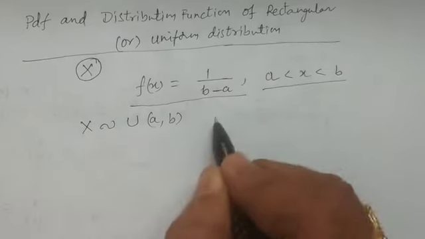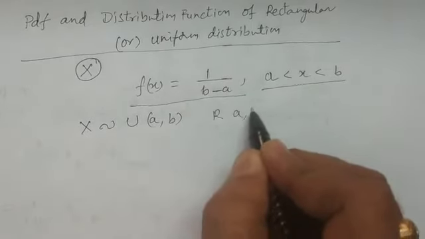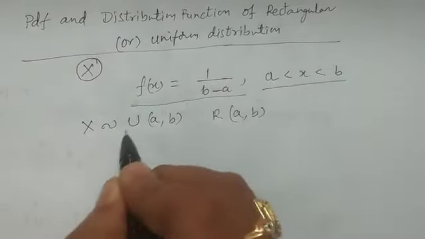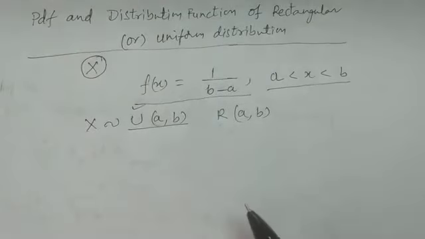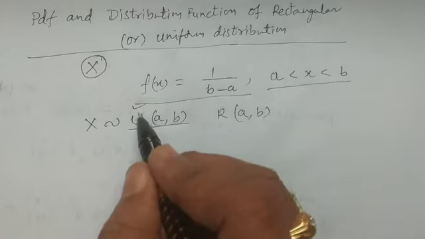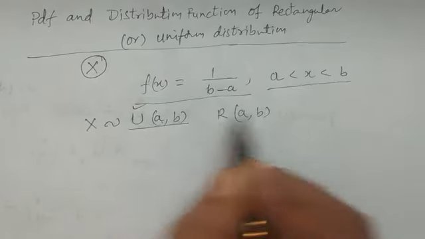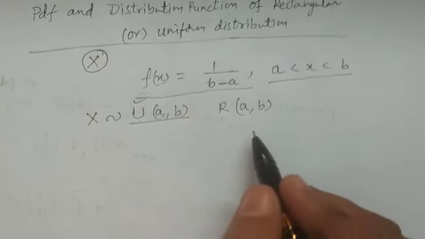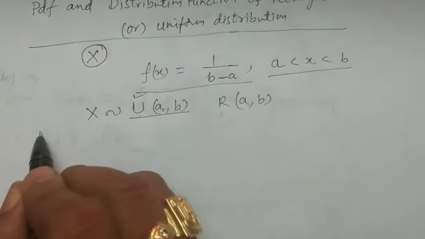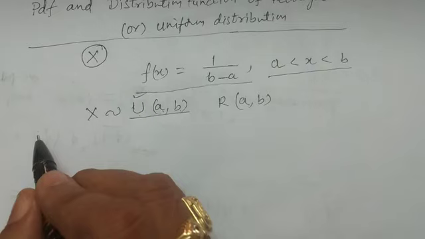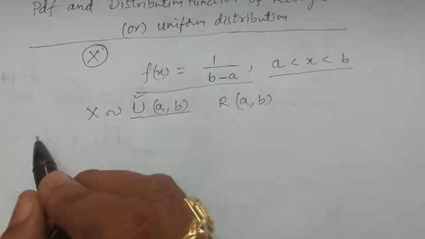Similarly, rectangular distribution R(a, b). This is the general notation for uniform distribution. Usually in any textbook it is specified as uniform distribution U with the parameters a and b. a, b are called parameters. This is the definition of rectangular distribution.